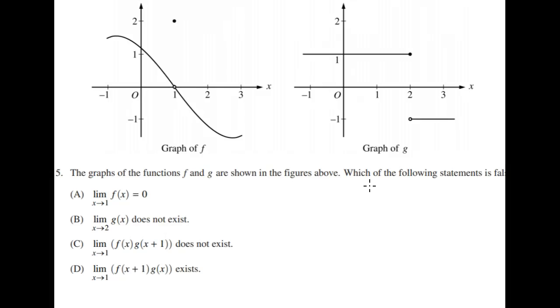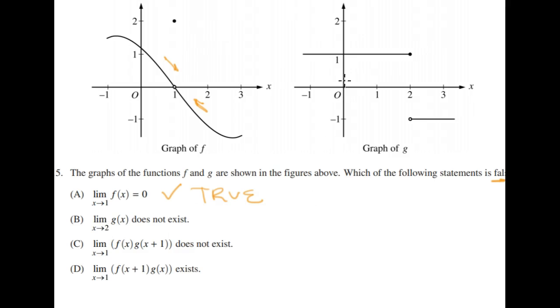Okay, I'm looking at problem number 15 that we were looking at in class, and we're going to go through these answer choices and show which one is false. Okay, so if I'm looking at the first one here, I have the limit as x approaches 1 of f of x is equal to 0, and if I'm going from the left and from the right, this seems to work, so that statement is true.